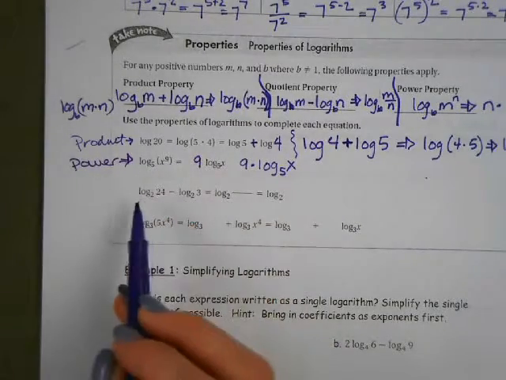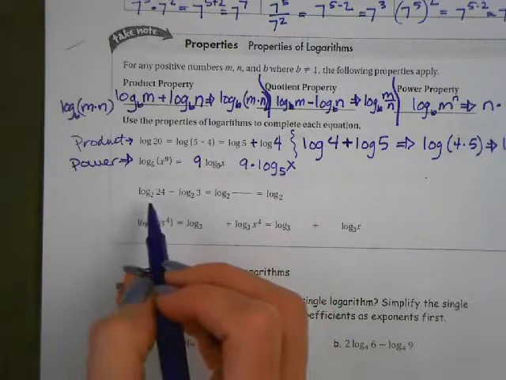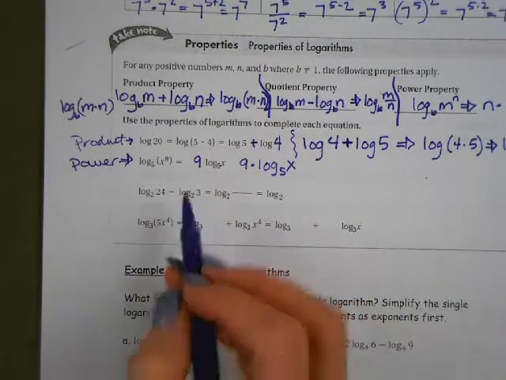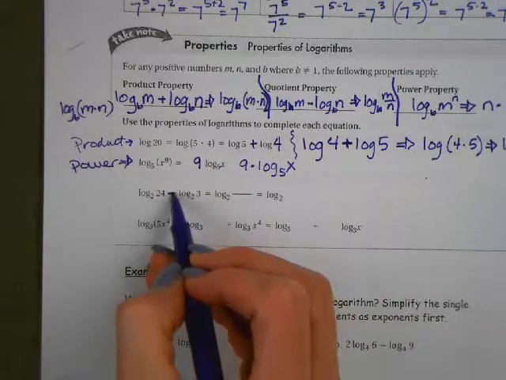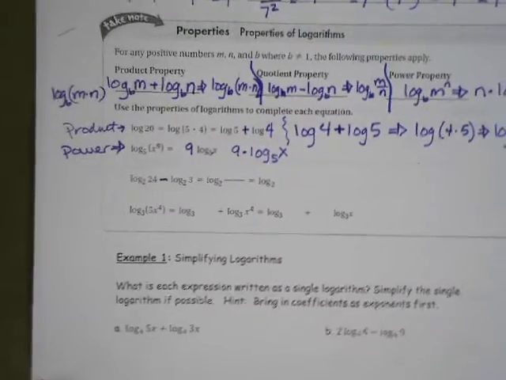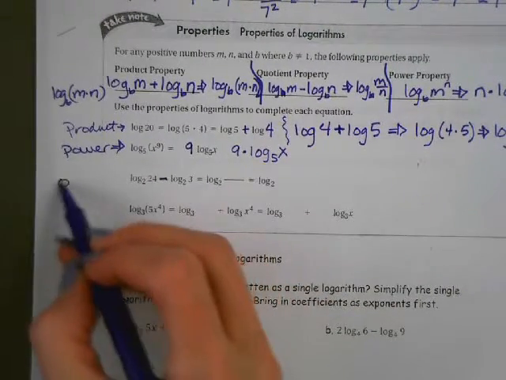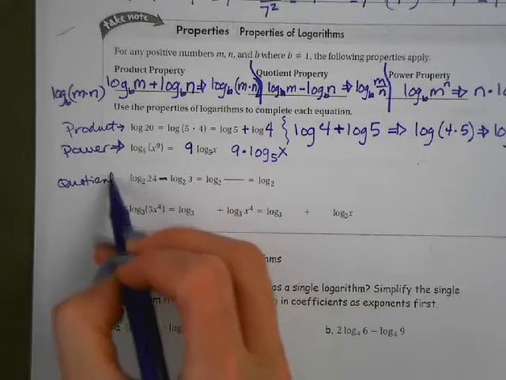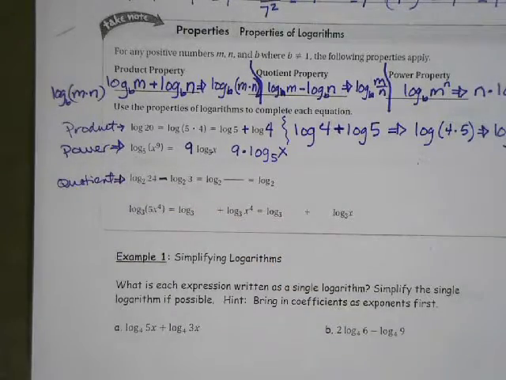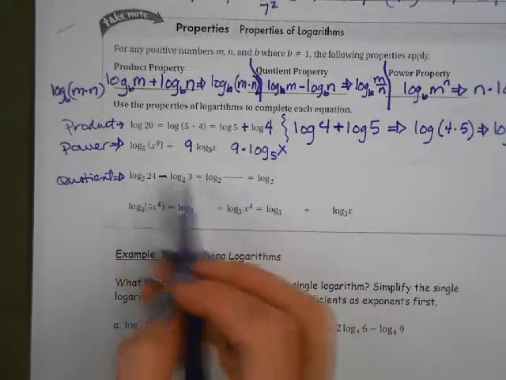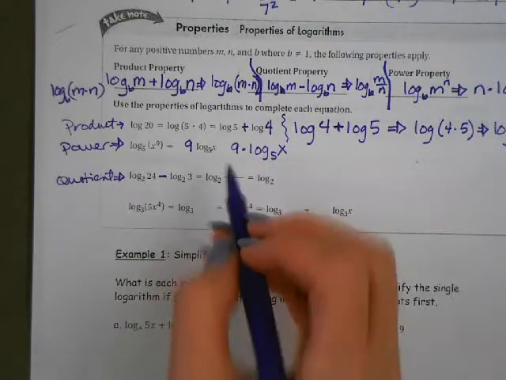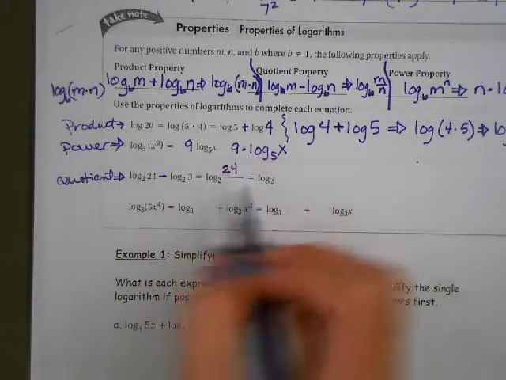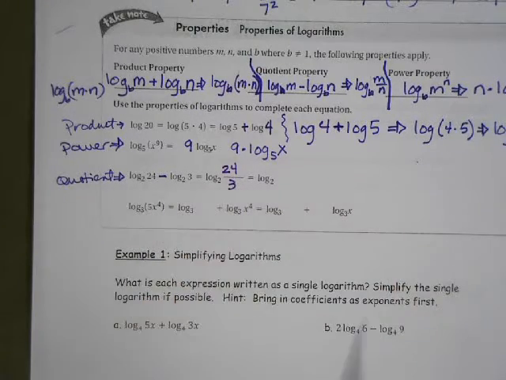Alright, so now we have log base 2 of 24 minus log base 2 of 3. So I have the negative sign in the middle, which tells me what property I would be using. The quotient property. So I'm going to use the quotient. The quotient property tells me I'm going to take these two values and divide them. So this can become log base 2 of 24 divided by 3.